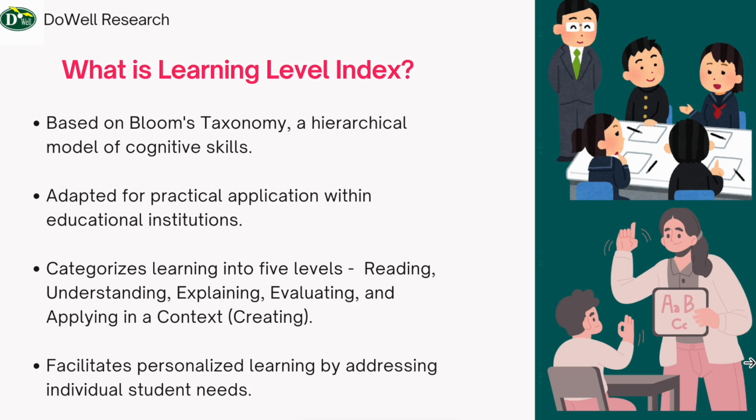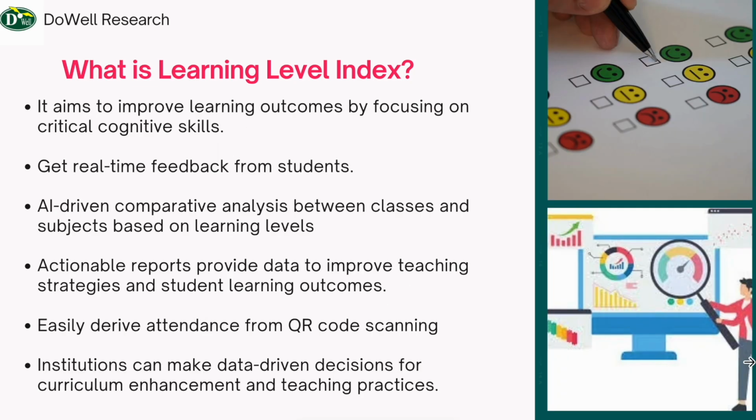It categorizes learning into 5 levels in our model, that is reading, understanding, explaining, evaluating, and applying in a context, that is creating. It facilitates personalized learning by addressing individual student needs. If you want to improve learning outcomes by focusing on critical cognitive skills, Learning Level Index is the right solution.